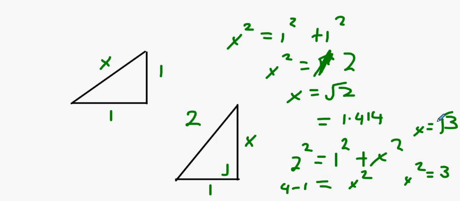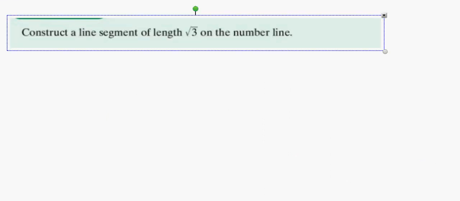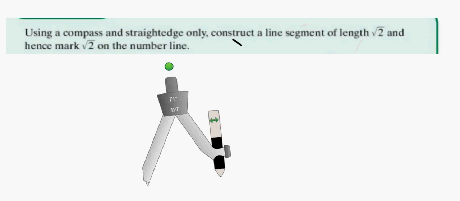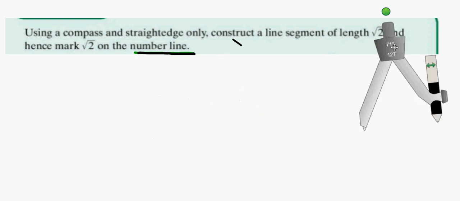Now, I'm going to have to construct this from the start. Okay? So here's what I'm being posed with. Using a compass and a straight edge, construct a line segment of length root 2 on a number line. Number line's the key part. Ever seen a number line? We all okay with that? You do not need to learn off the letters by heart.